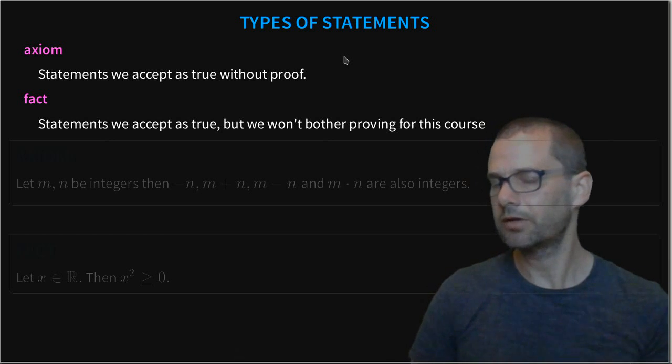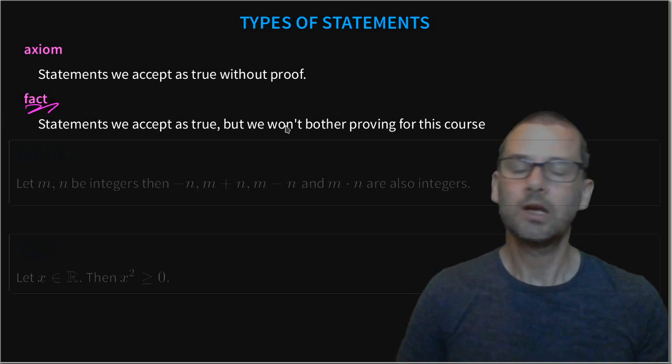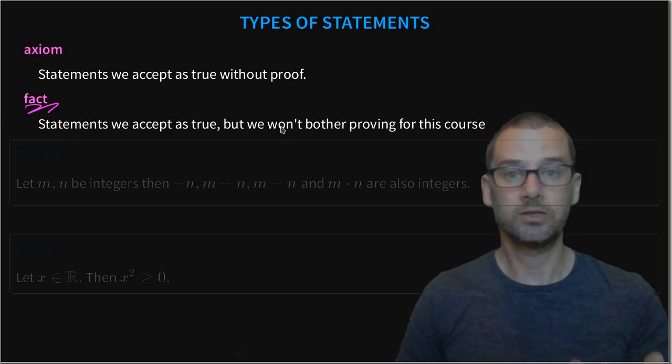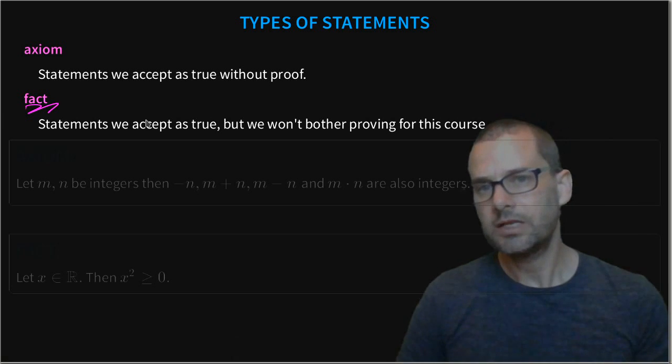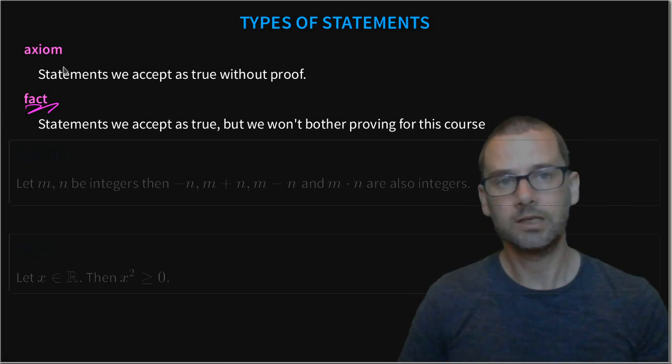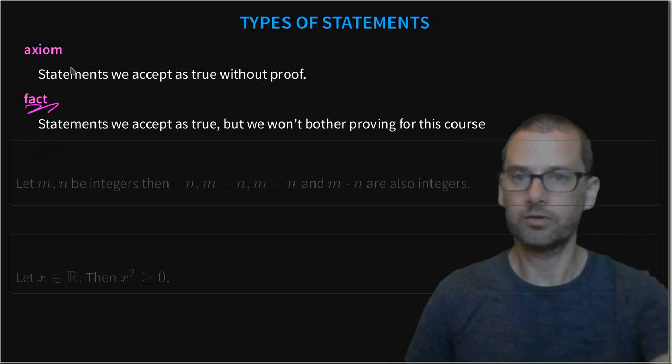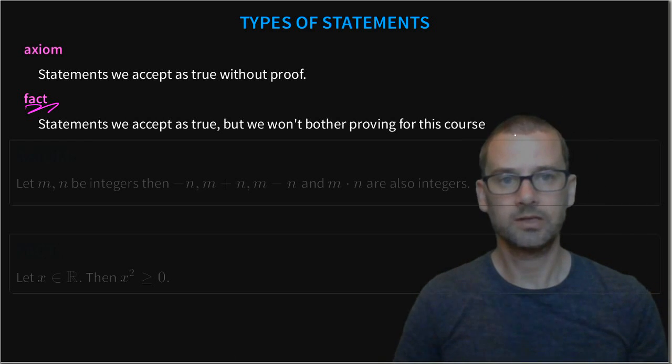Now, we'll also have things that we'll call facts, and facts are just going to be things that we accept as true, but we won't bother proving in this course. And so typically these follow from our axioms, but as I said, we're not going to prove them. So here's an example of both of these things.